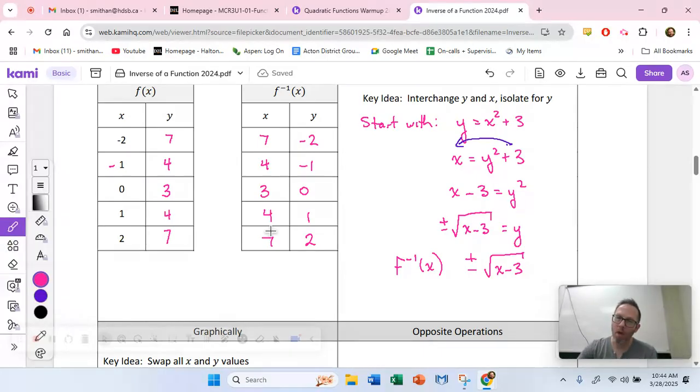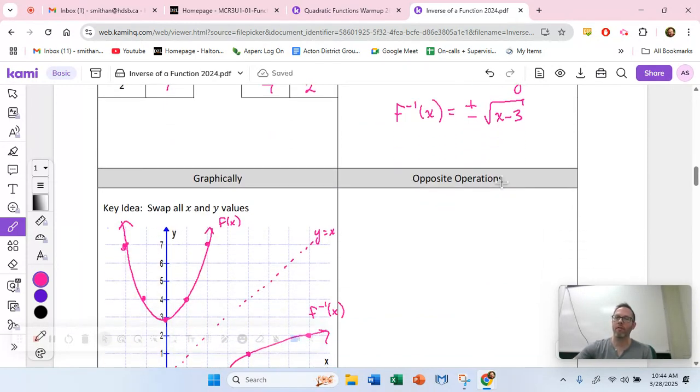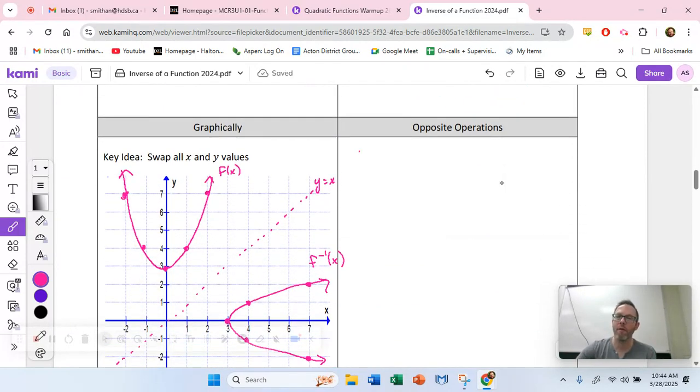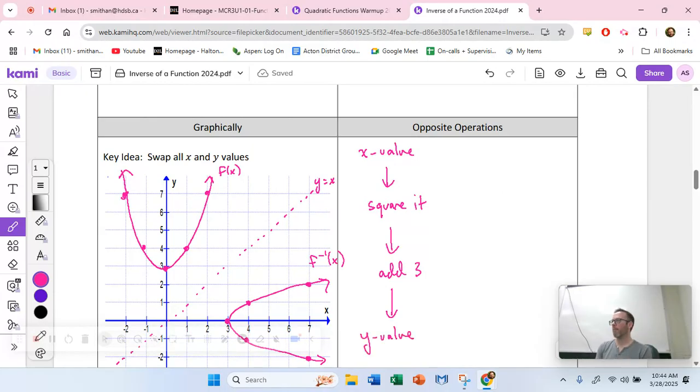Wild stuff. All right. How could we get that using opposite operations? I'd like us to do that as well. So the original function, what did it say? You take an x value, you square it, you add 3, gives you the y value. That's what that rule said, x squared plus 3. How do we arrive at our inverse?